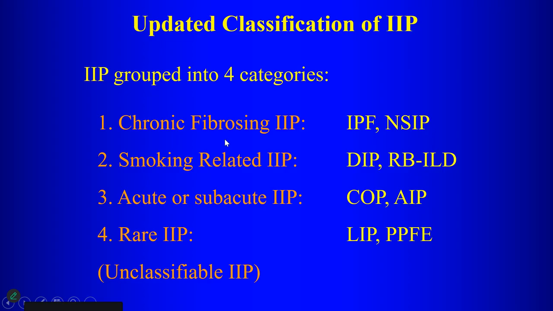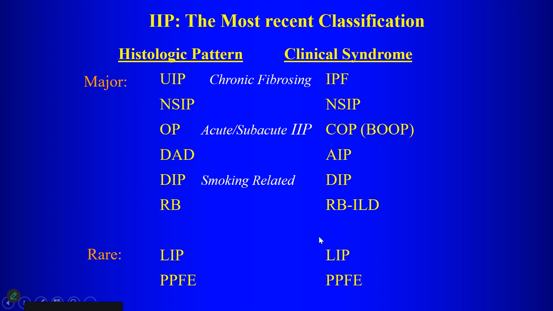There are four categories for the classification of idiopathic interstitial pneumonias, and you do have to know this. There are the chronic fibrosing idiopathic interstitial pneumonias, IPF, NSIP, smoking-related DIP, RB-ILD, acute or subacute COP and AIP, and the rare idiopathic interstitial pneumonias, LIP and PPFE.